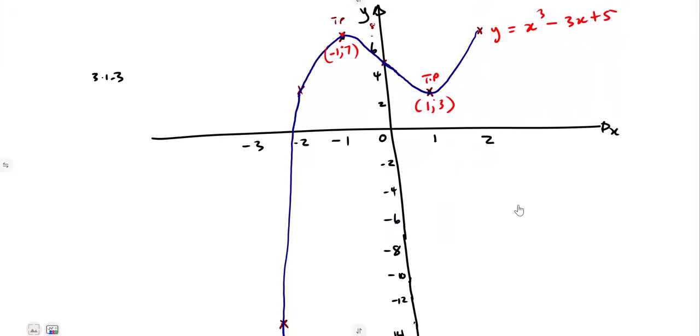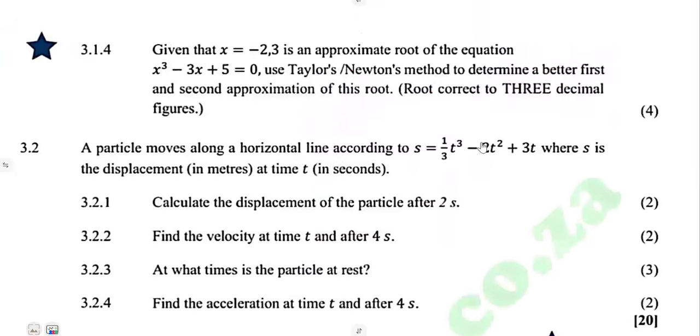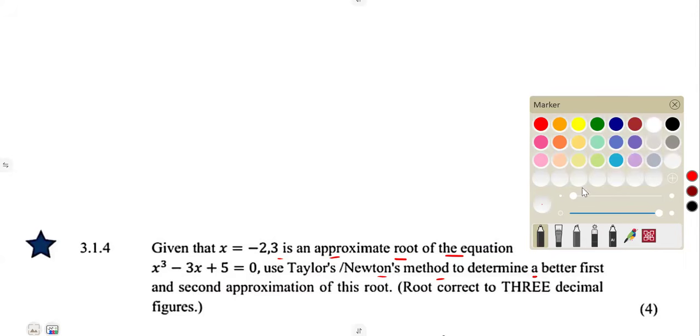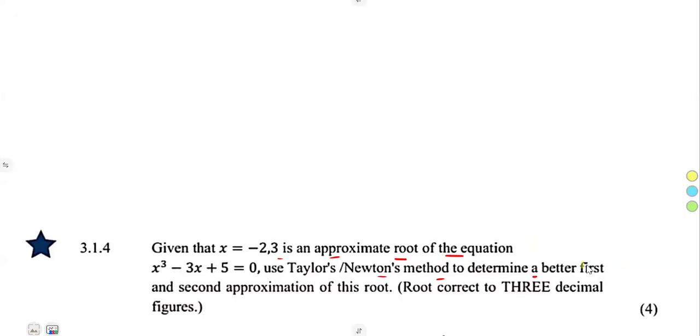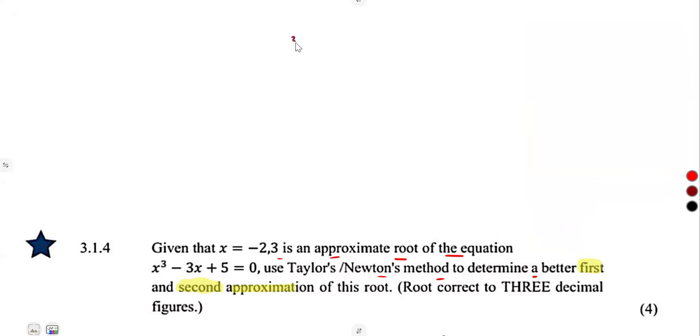All right, let us move on to another part of our question. Given that x is equal to minus 2.3 is an approximate root of the equation, use Taylor's or Newton's method to determine a better first and second approximation of this root, to 3 decimal places.